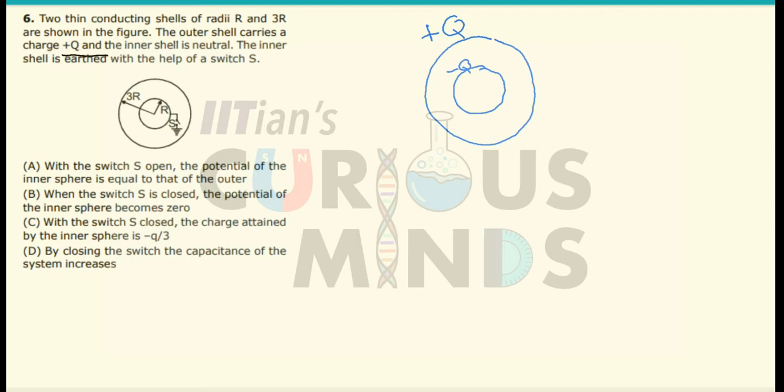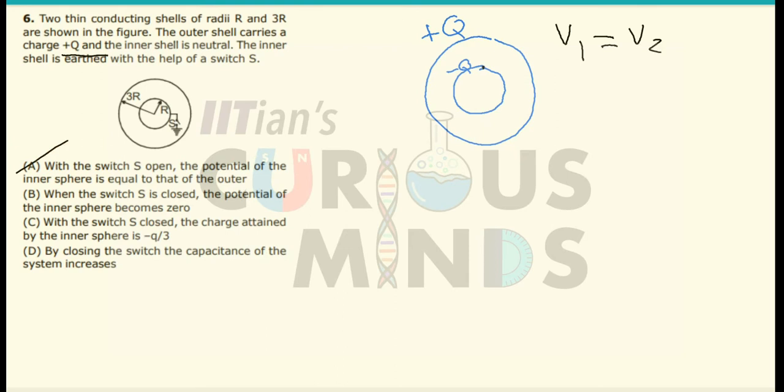Why? Because the total potential inside should be equal to 0. The total potential on the inner sphere should be equal to 0. So I can say that the potential of the outward will be equal to the potential of the inward. So option number A is correct. Let us find out its value.